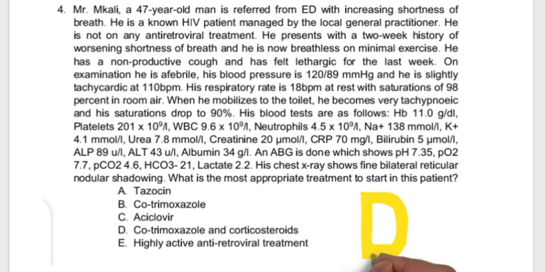The answer is D, cotrimoxazole and corticosteroid, because the patient is likely to have PCP, Pneumocystis jirovecii pneumonia, PJP.